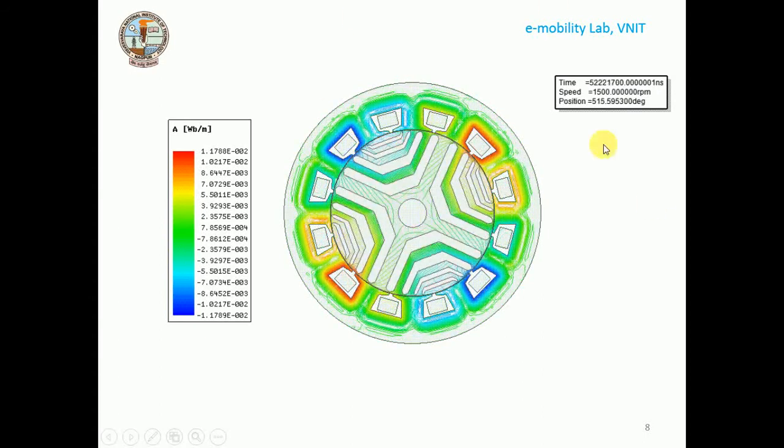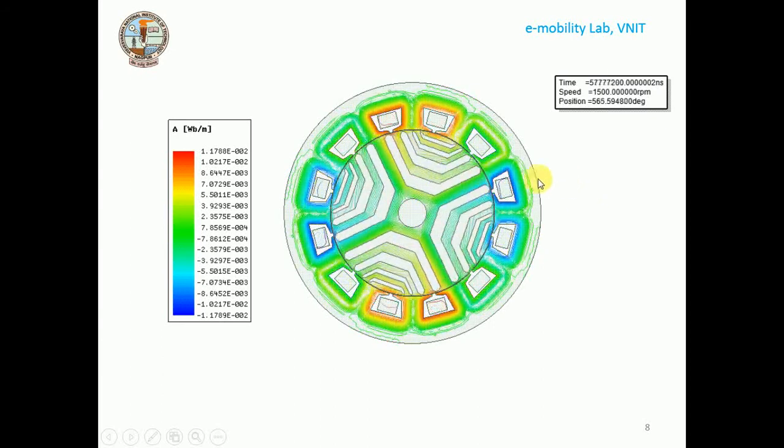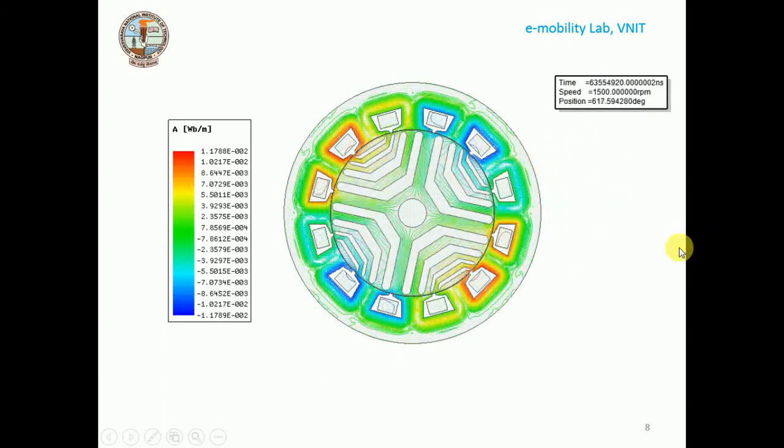So I hope this animation will clear the operation of the synchronous reluctance motor, how it actually operates.